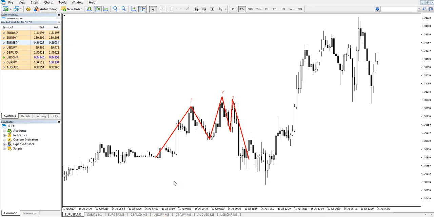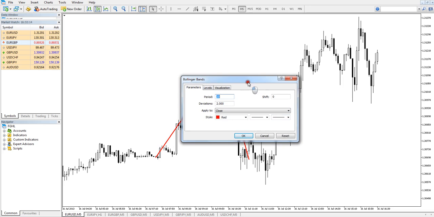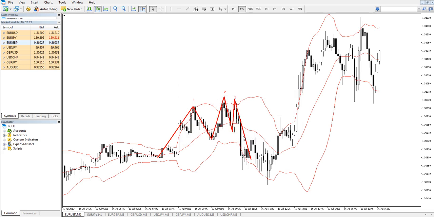In this video we're going to be discussing another indicator called the head and shoulders indicator, and also its counterpart, the inverse head and shoulders. But before we get into that, what I want you to do is just load up an indicator that we're going to use when trading this pattern. So the indicator that you need is Bollinger Bands. I'm going to do this at the same time. In terms of settings, make sure that your period is set at 20, your deviations are set at 2, and that you apply Bollinger Bands to the close, and then click OK.